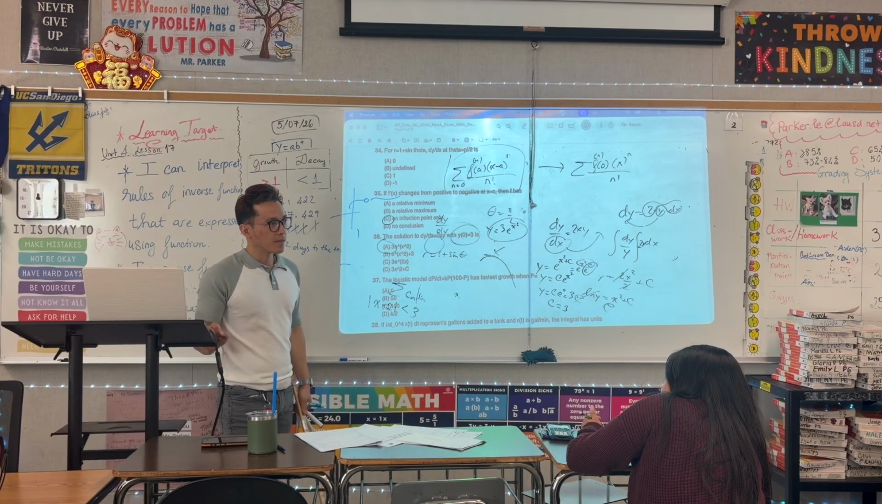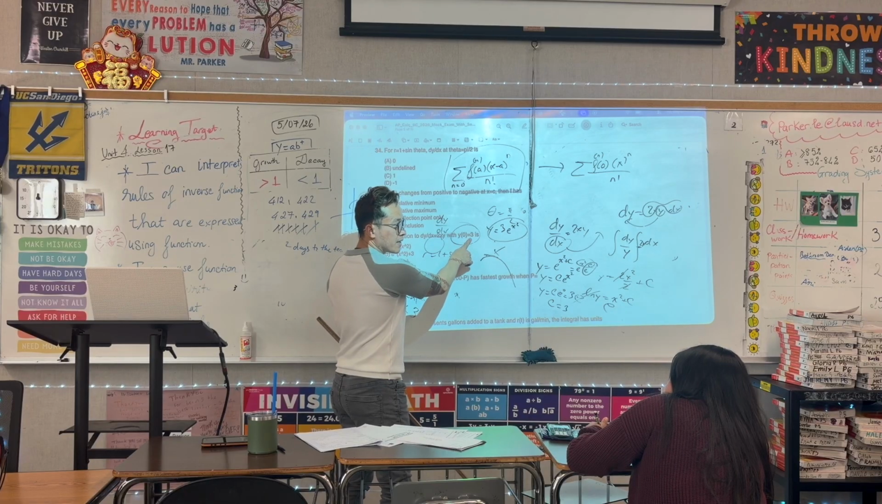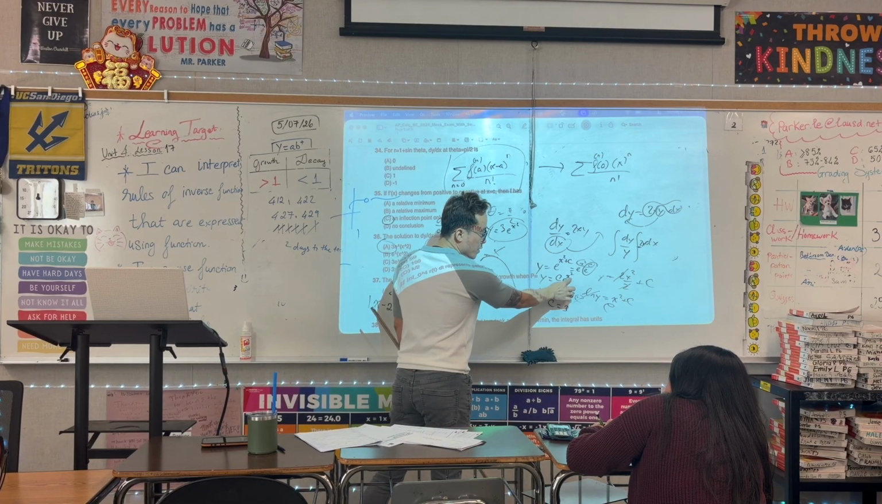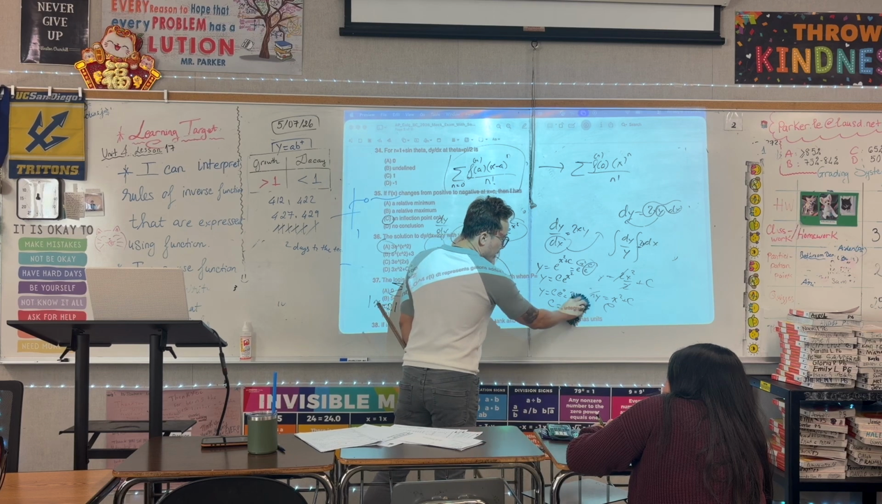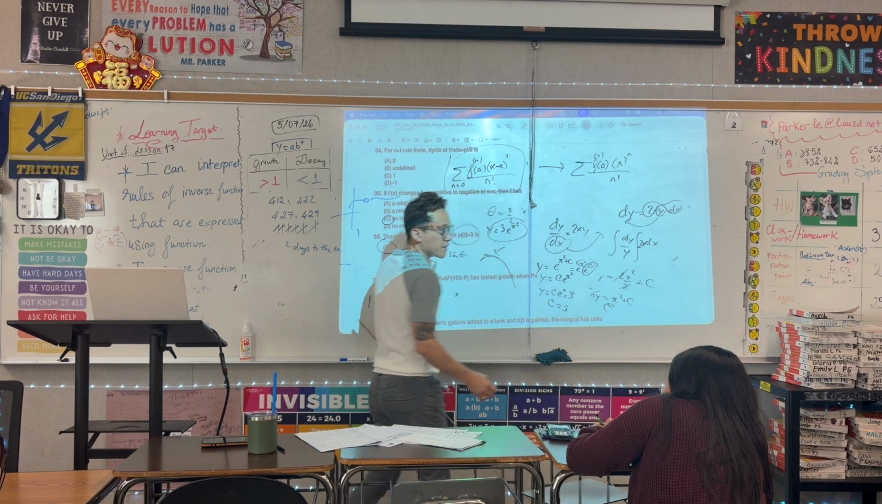How did we get c? I mean 3. 3 because they give you y of 0 is 3 here. So you plug in 0 here, e to the power 0 is 1. And then that means c times 1 equal to 3. That means c equal to 3.